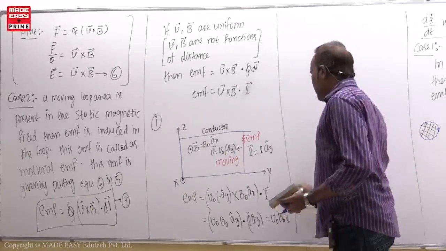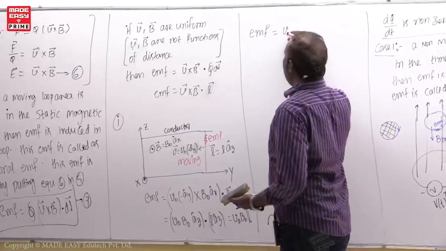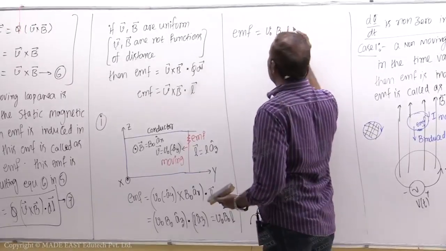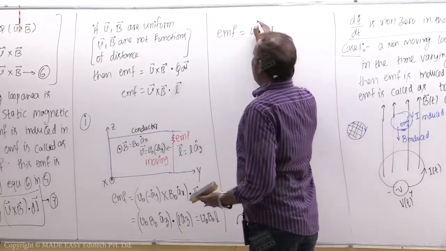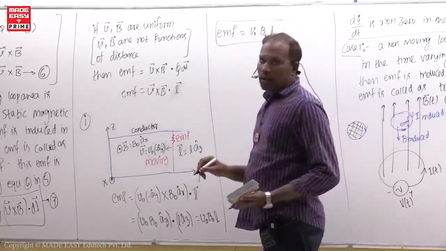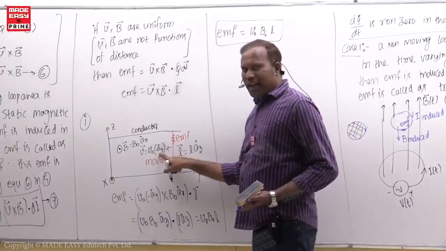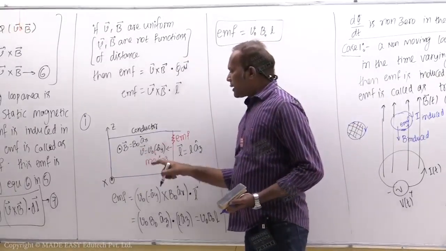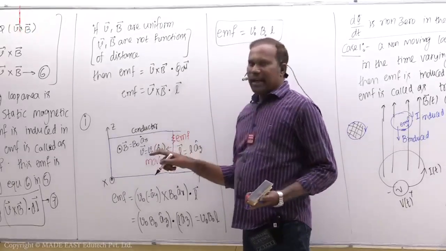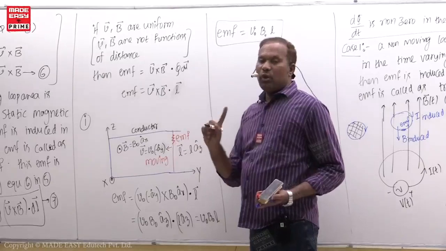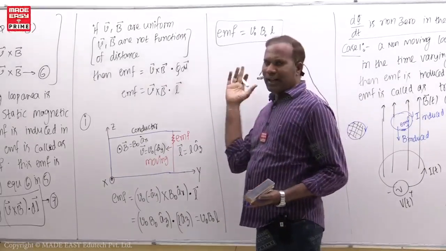So dear students, how much EMF is produced here? Simply VBL. So when will you use this VBL formula? Whenever V bar is in the plus or minus Y direction, B bar in the X direction, and L bar in the Z direction. The ax cap, ay cap, az cap are mutually perpendicular. My dear students, if you want, you can write it, I am not writing.